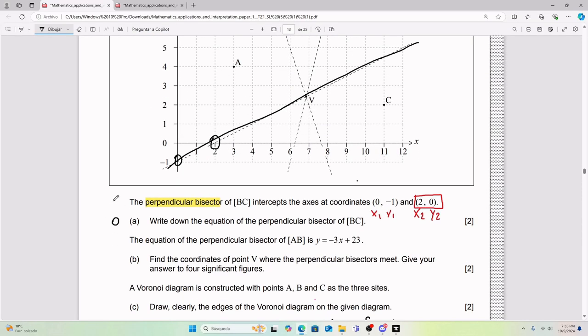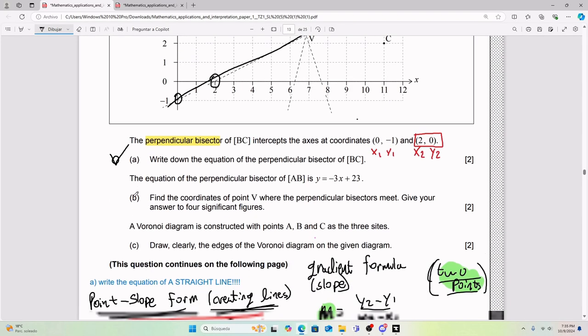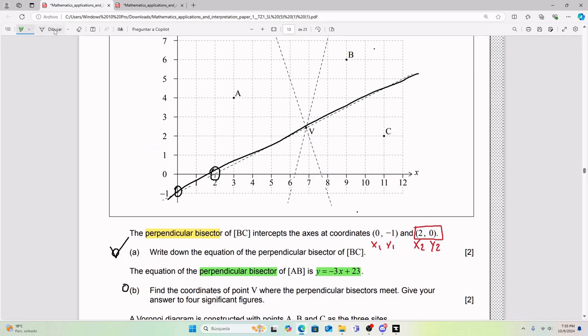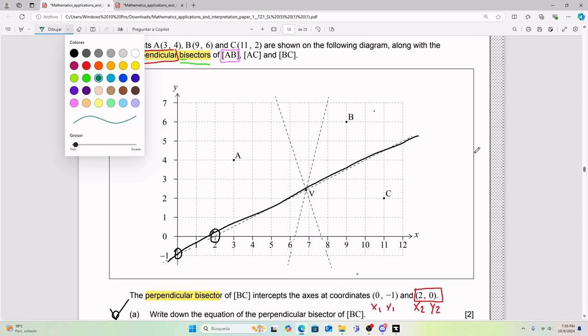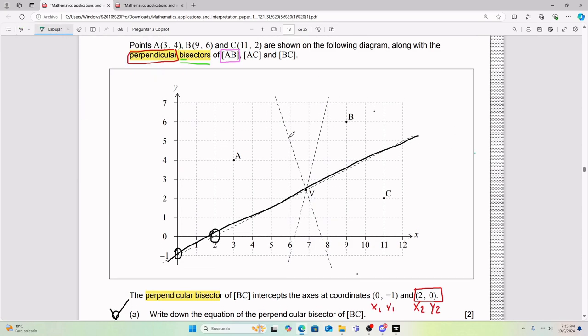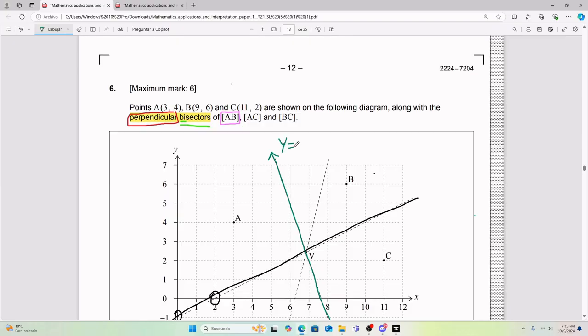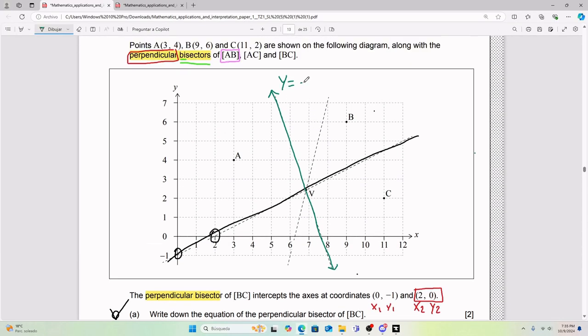Then they tell us, right, that for part B, the equation of the perpendicular bisector of AB is this. And so AB, which I will now be putting in green, is whatever is the perpendicular bisector between A and B. And so between A and B, it makes more sense that it's this guy here. ¿Cierto? So the equation of this guy is y equals -3x plus 23.